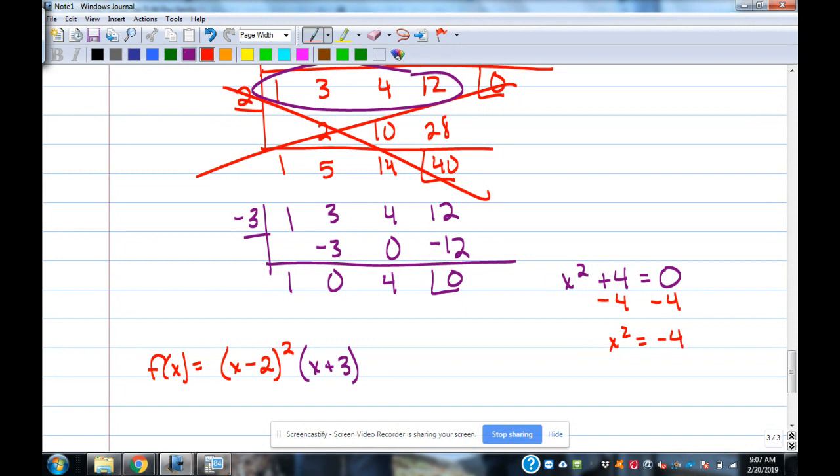And then when I take the square root of both sides, don't forget the plus or minus on the side with the number. What's the square root of -4? 2i. Okay. Now my factor is x squared plus 4. So this is the factored form.